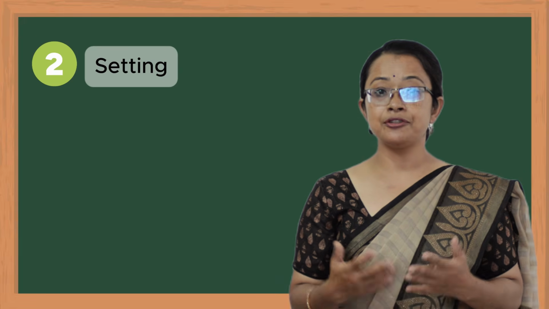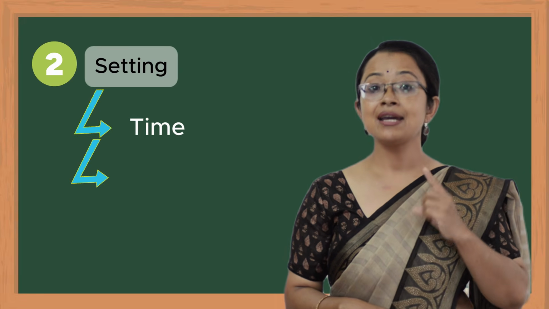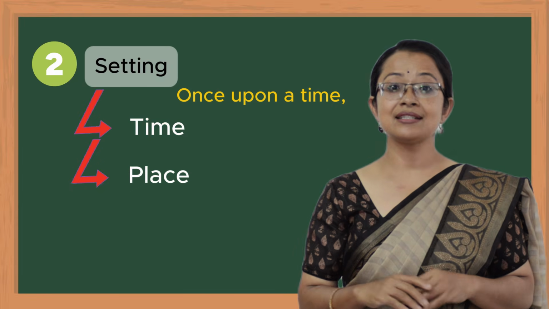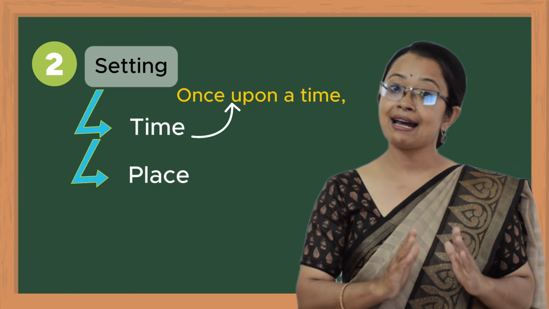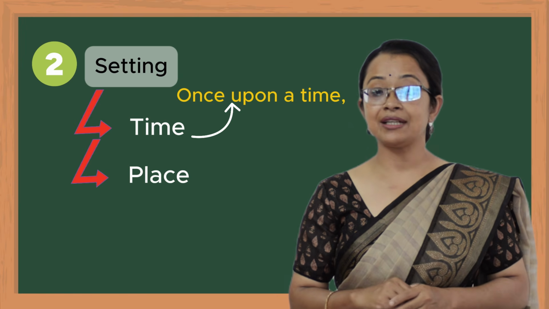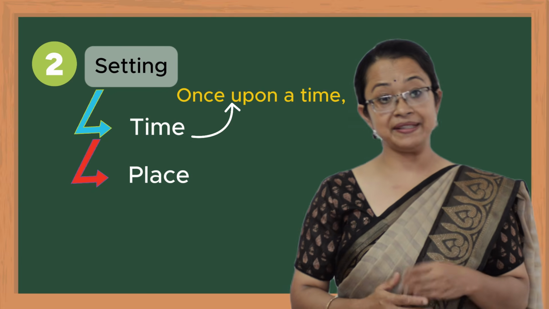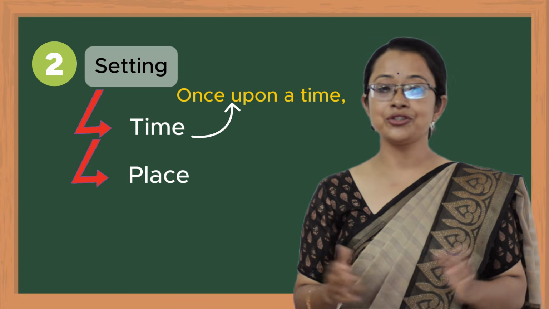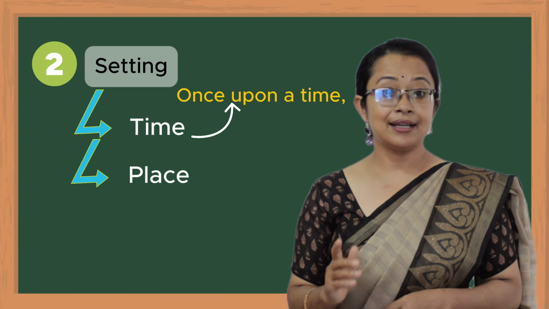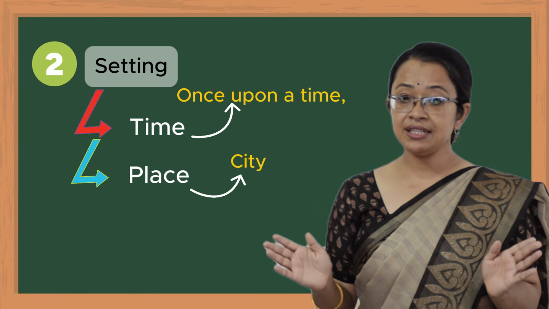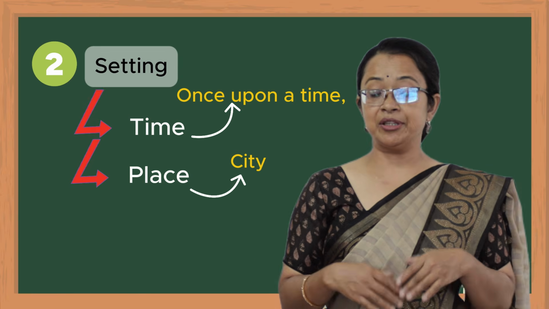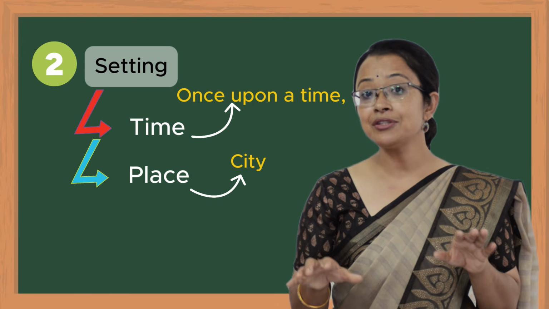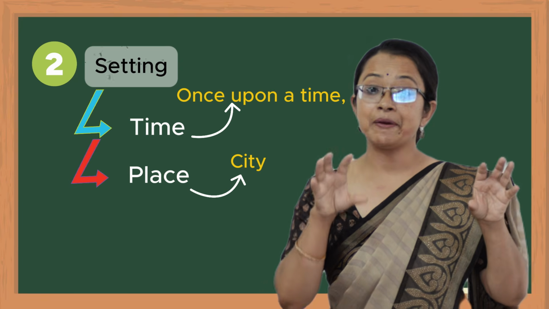So setting here refers to two things. So one is time and another is place. So the famous beginning, once upon a time, is a setting and it is the time. And there are multiple ways you can give time to your story. For example, yesterday, at night, in the morning, 2 years ago. Similarly, you should set your story in a place like that of a city or a village or in a forest, or it can be in a room or in a hospital or any place. So your story should have a time and a place.